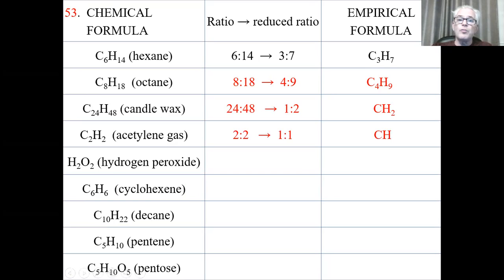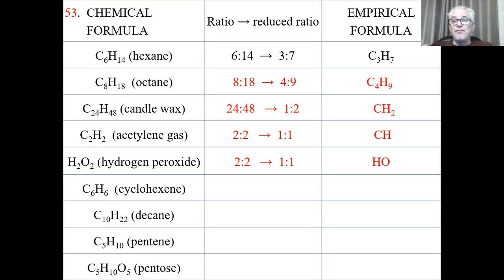Acetylene's in a 2 to 2. That reduces to 1 to 1. CH. That's the empirical formula. Also can't exist. It's not a compound. Hydrogen peroxide. H2O2. Weird formula. We'll get to that. This is kind of an odd ionic thing. We'll get to it another day. 2 to 2 becomes 1 to 1. HO. That's the empirical formula. It's not a real formula. HO can't exist as a molecule.